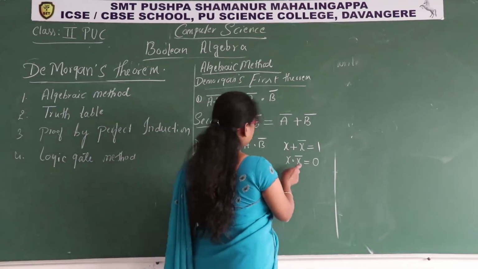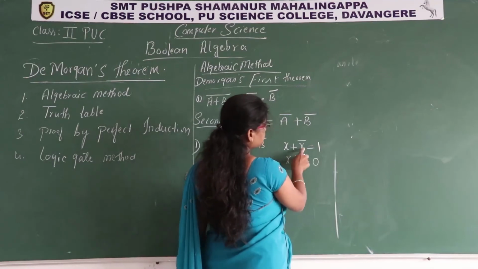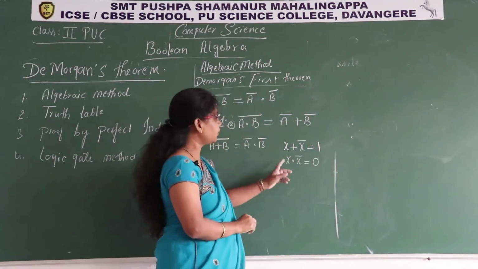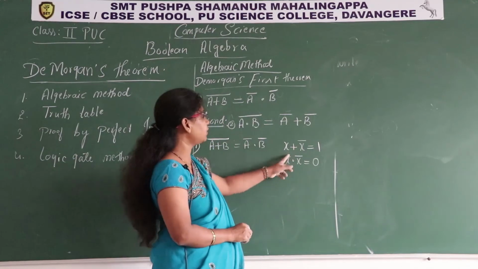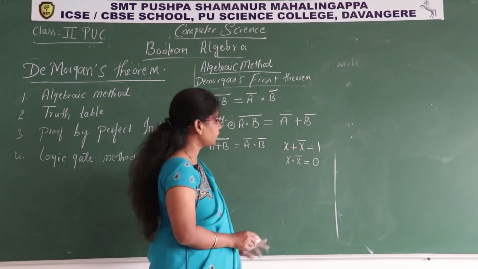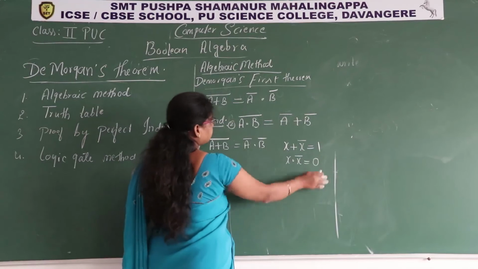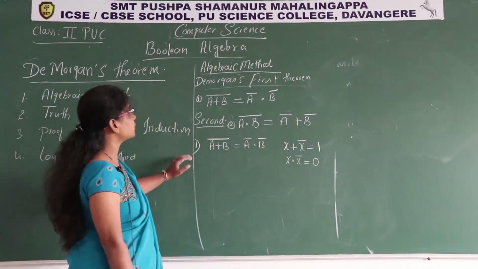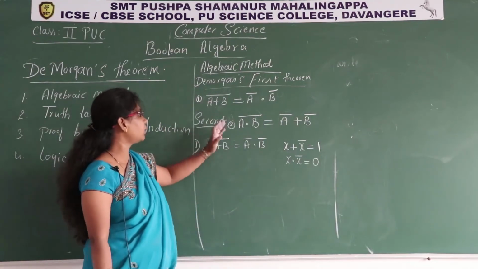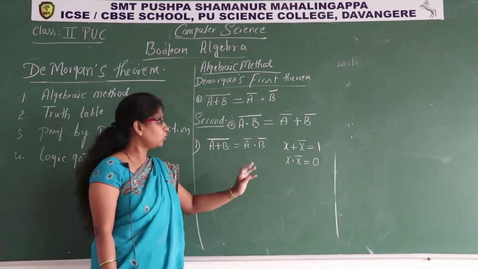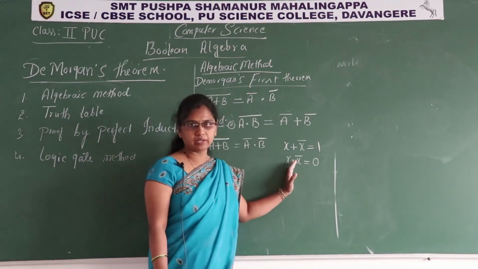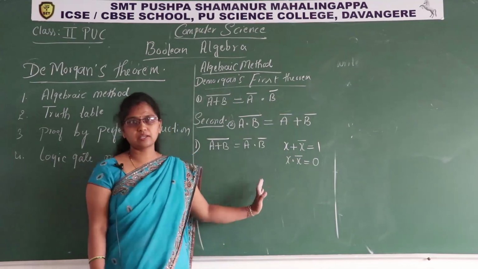In this particular case, x plus x bar is equal to 1. We have already proved this; we took the ones and zeros and proved it. So we can use this theorem to prove De Morgan's first theorem and second theorem. I hope you remember this complementary law. In the next class I will continue this theorem. Thank you.